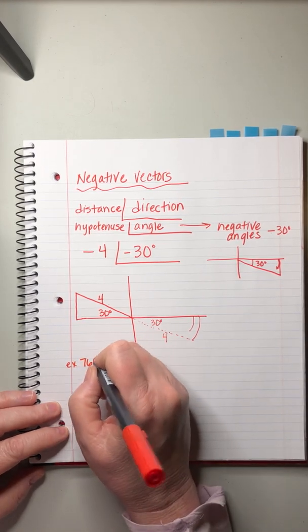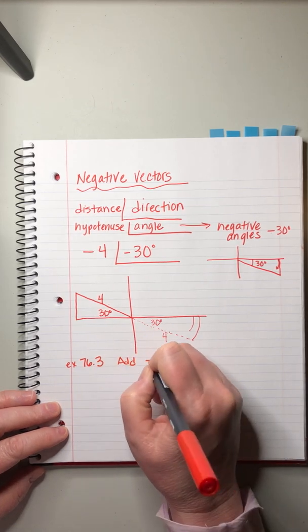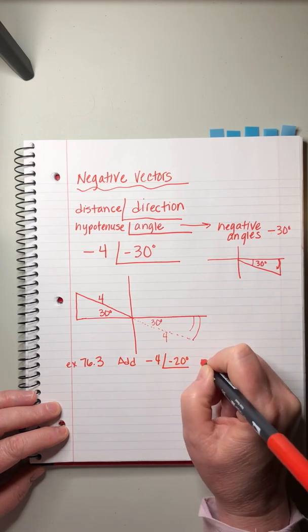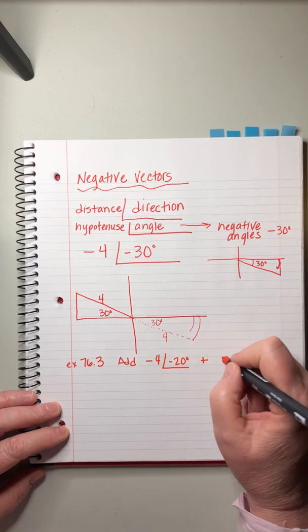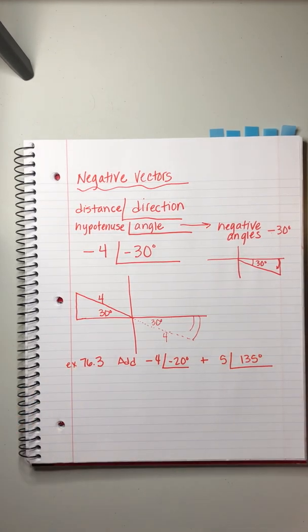And then we're done with this lesson. Already, right? Add -4 at -20 degrees and 5 at 135. Okay, well, we get to use our calculators for these, so grab your smartphone or what have you.